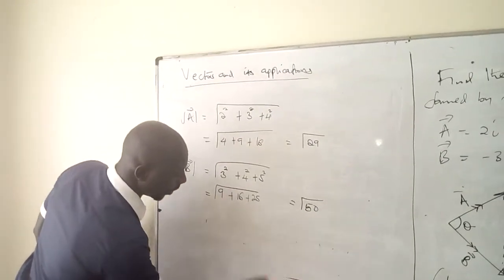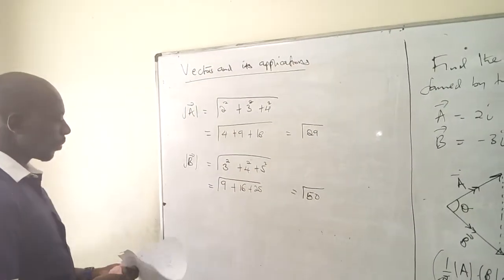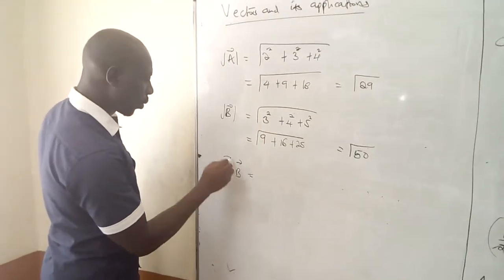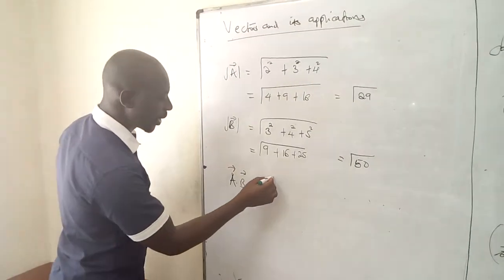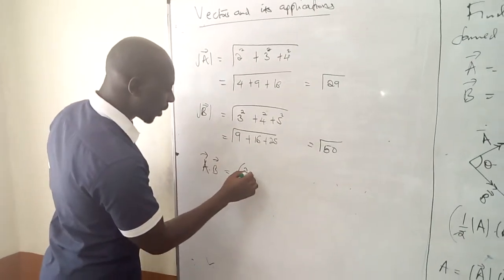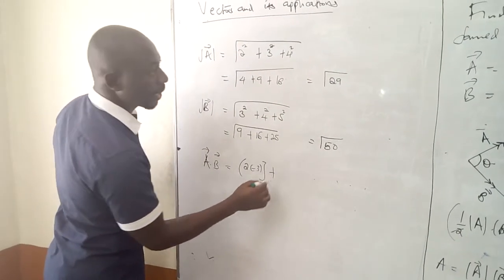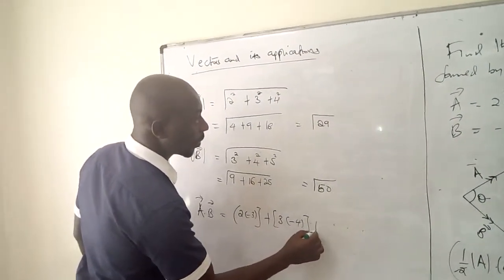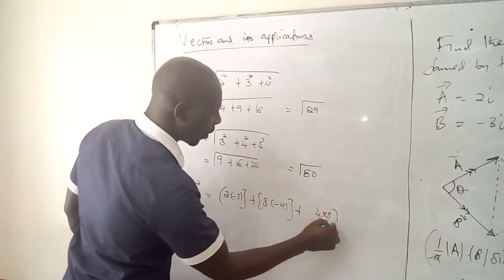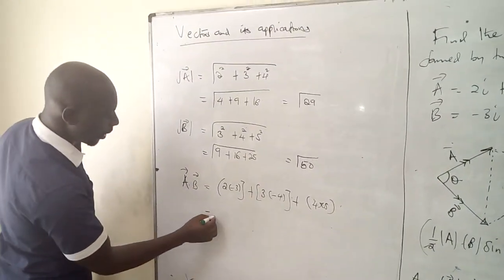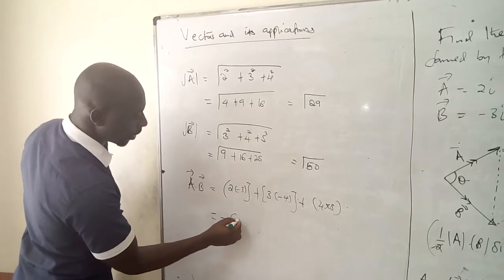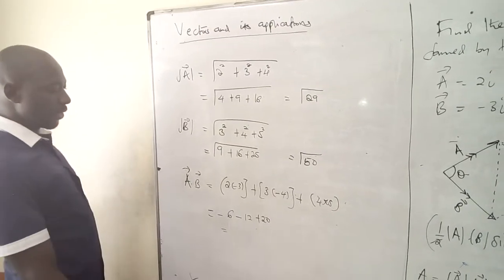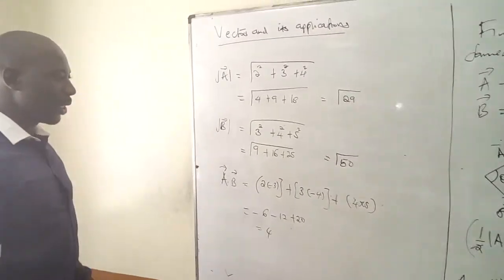The next is to get A dot B. A dotted with B shall be equal to, you are dotting, so you multiply the terms together, then add them. So that will be 2 multiplied by negative 3. Then you add 3 multiplied by negative 4. Then you add 4 multiplied by 5. Then you add them together. This is negative 6. This is minus 12. Then plus 20. This one gives you positive 4. So A dot B is positive 4.